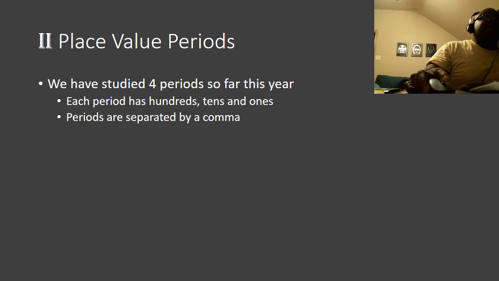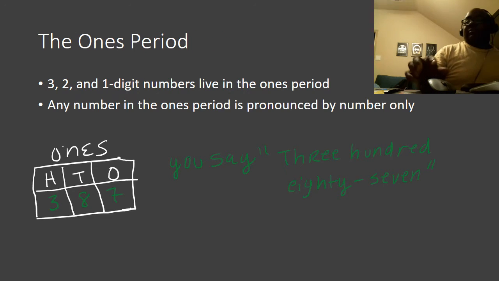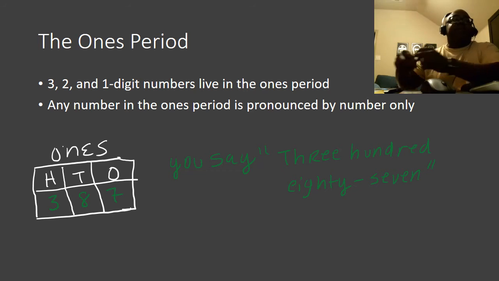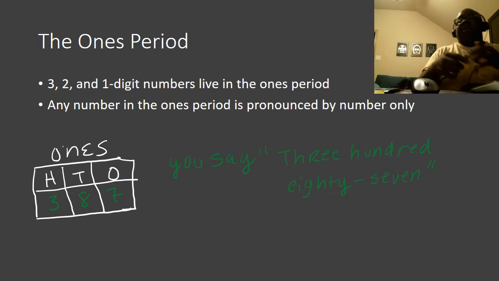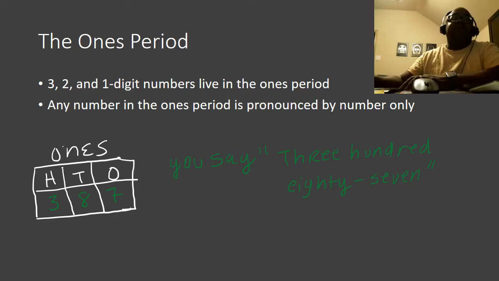So now let's investigate our first period. So our first period is the ones period. This is where we have 3-digit, 2-digit, and 1-digit numbers. They all are housed or they all live in the ones period. And remember that any number in the ones period is pronounced by number name only. And let me fix that right there because I forgot to put number name.